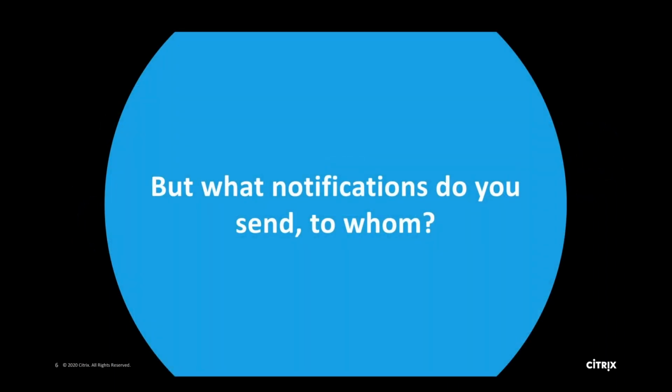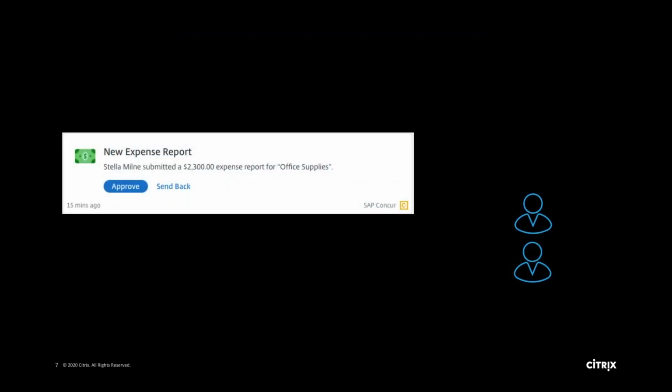Great, so we've worked out that we can connect to a system of record, but of course, what notifications do we want to make anyway? Why does anybody care? Who should we send them to? All those sorts of things. Well, let's get started on that. Supposing we have Stella, our friend Stella here, is going to submit an expense report for office supplies for $2,300. Well, that's great.